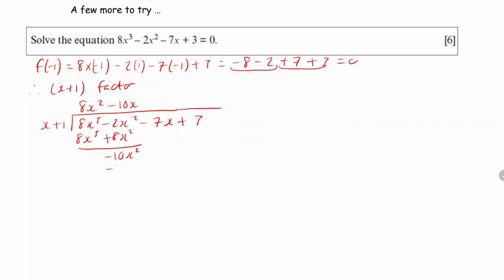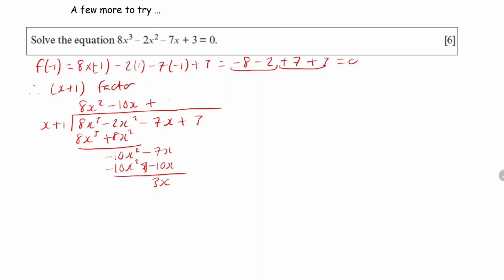Times the minus 10x by both of these parts, which gives us minus 10x squared. Minus 10x times by plus 1 is minus 10x. Sorry about that. Lower the minus 7x down, and then we subtract. Minus 7 minus minus 10 gives us minus 7 plus 10, which gives us 3x.